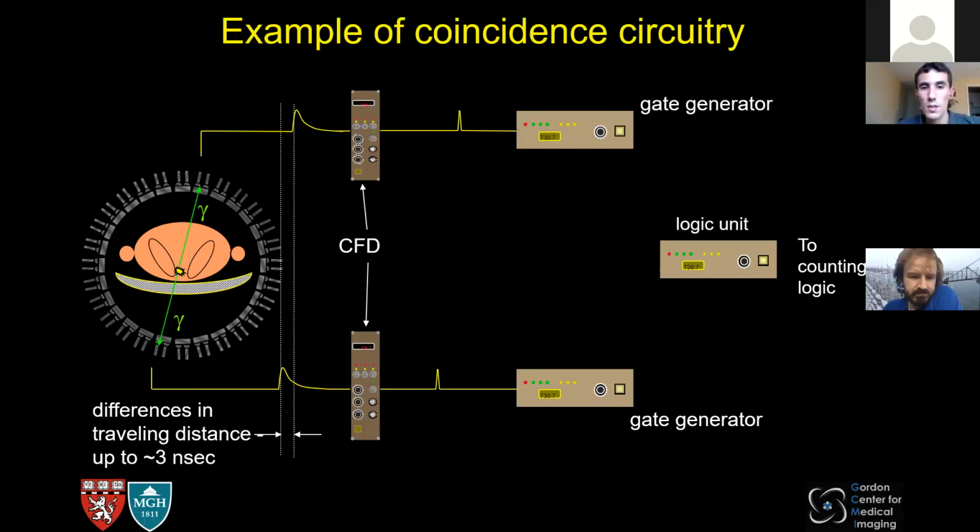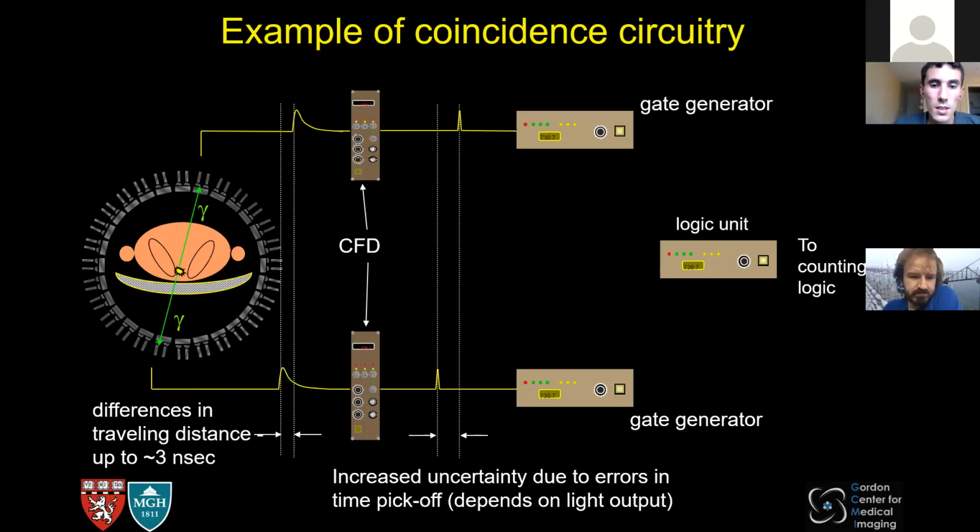So you have those pulses here that are created, timing pulses. You have, of course, an increased temporal uncertainty that can be caused by errors in time pickoff. And then to account for all those, you pass your pulses through a gate generator. That creates, as we've seen before, a pulse of longer duration for both of those timing pulses.